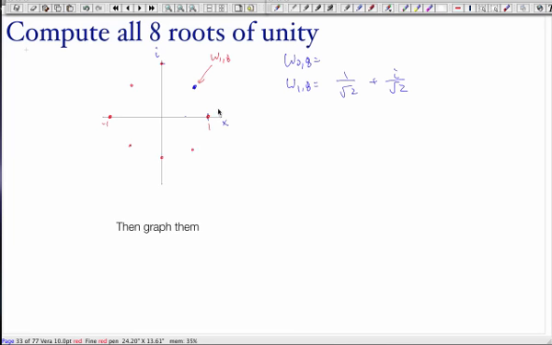Now the other roots of unity are all going to be points that fall onto a circle. Right? So this is going to be omega 0 comma 8. This is omega 2 comma 8. Omega 3 comma 8. 4 comma 8. Did everybody roughly get that?